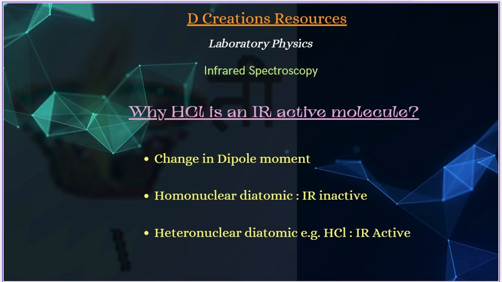So given, say, four molecules, H2, N2, CO and HCl, two of these are IR inactive, namely H2 and N2, and two of these are IR active, namely carbon monoxide (CO) and hydrogen chloride (HCl).